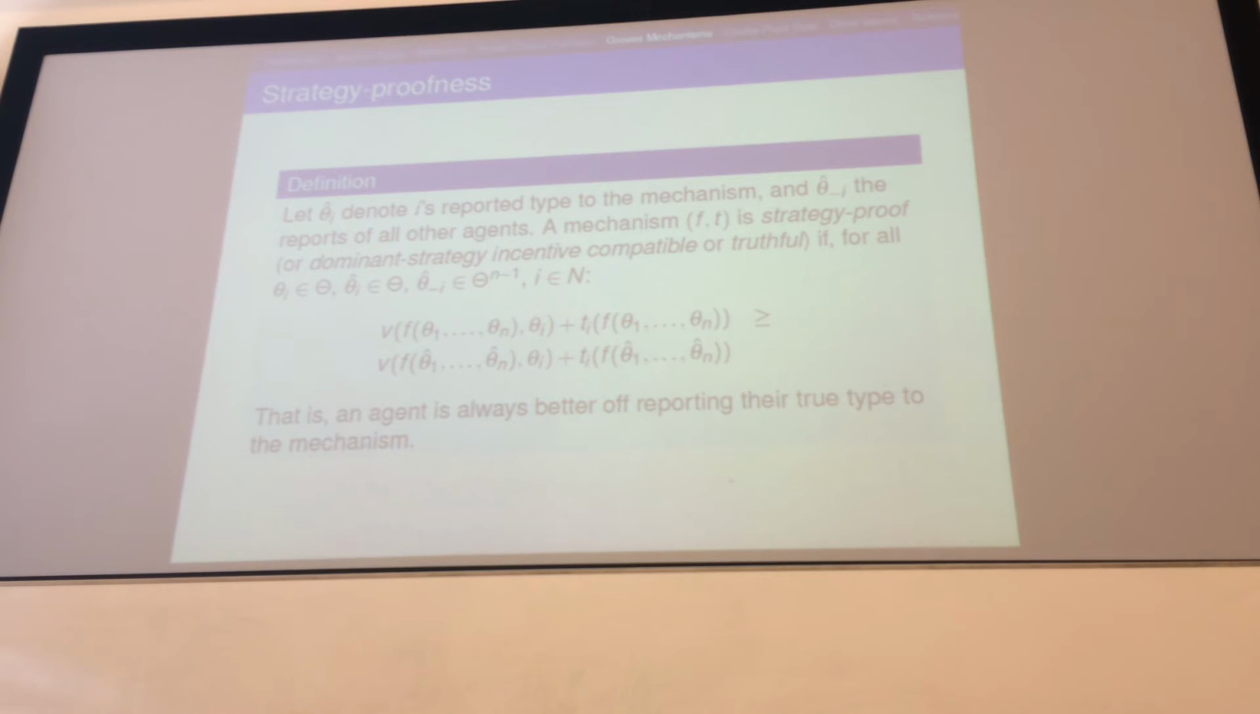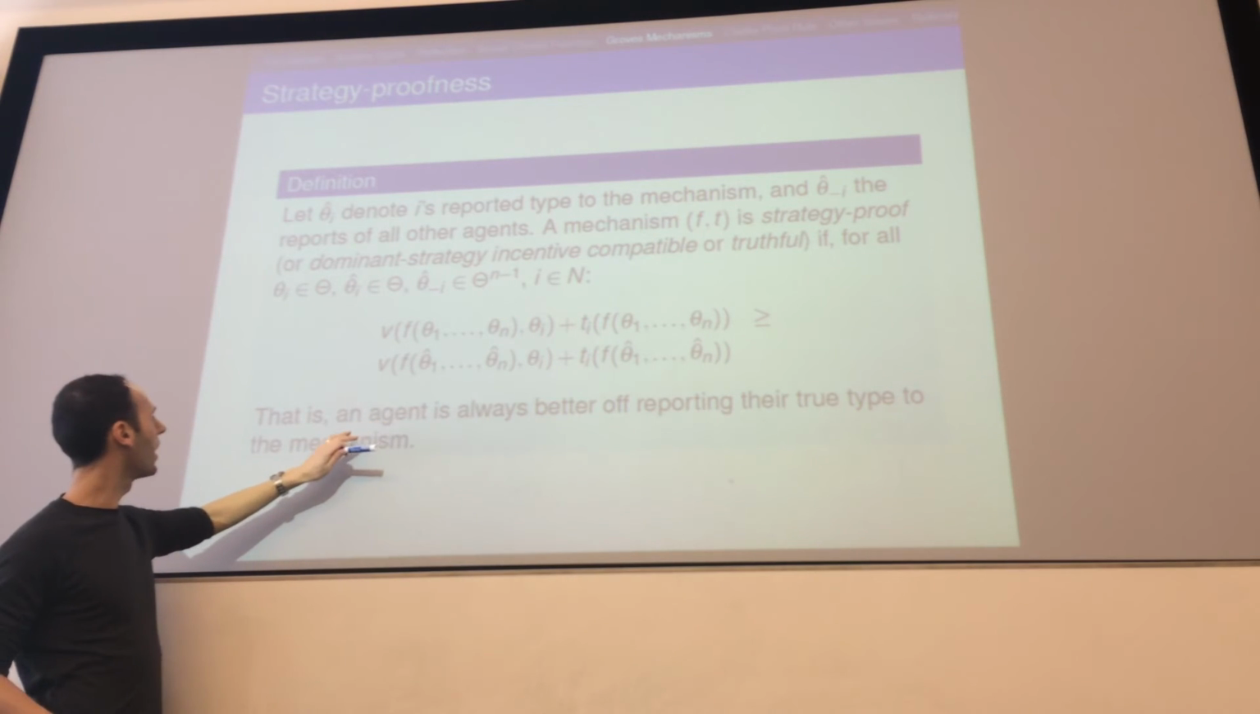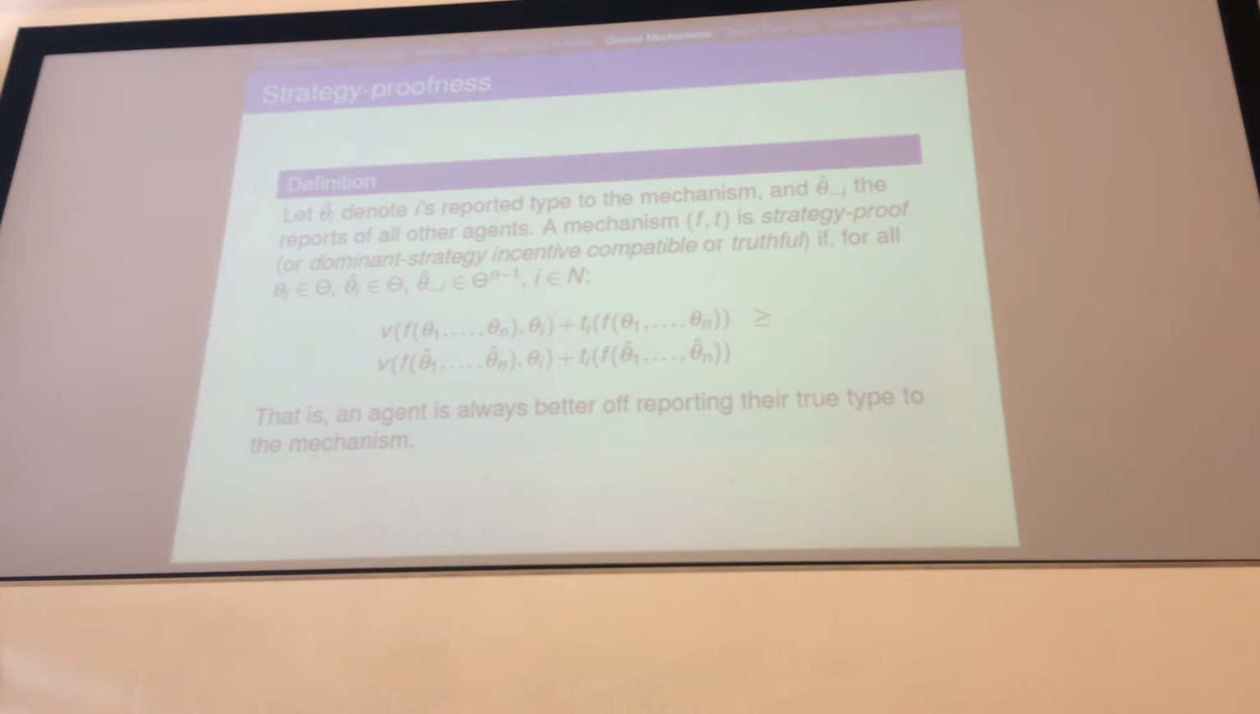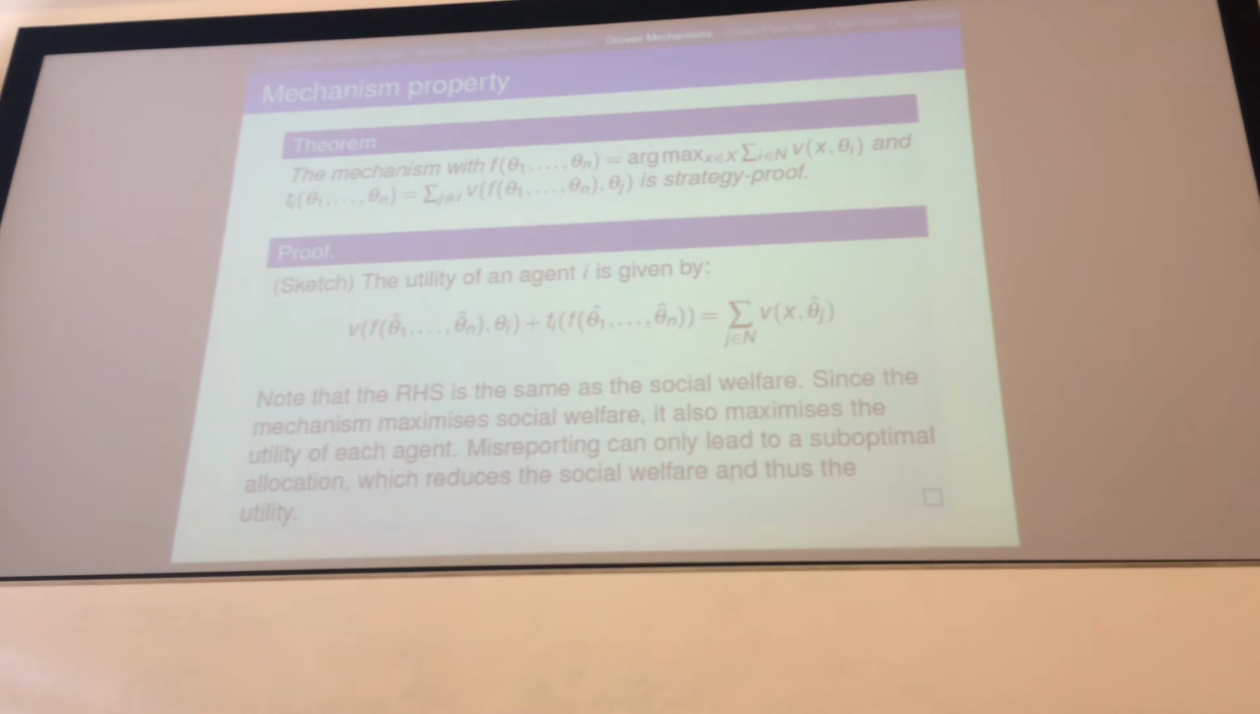That's what strategy proofness means. An agent is always better off reporting the true types to the mechanism, and this is how it's formalized. And the mechanism we just saw, where we maximize social welfare based on the reported types, and having a transfer equal to this, the one we saw, is strategy proof.